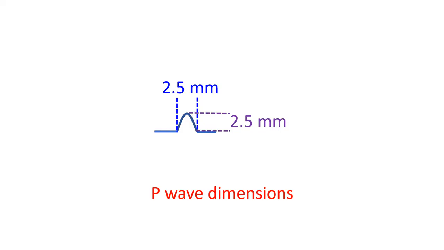An increase in the amplitude of the P wave is an indication of right atrial enlargement. An increase in the width of the P wave is an indication of left atrial enlargement. When both atria are enlarged, both width and amplitude of the P wave are increased.